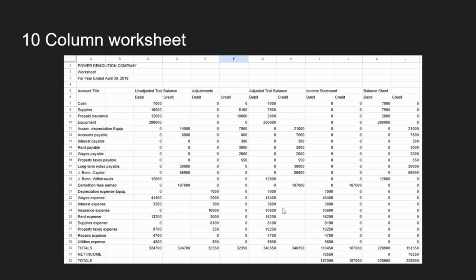With these new balances, you will be able to complete the income statement and the balance sheet. You can check if you have the adjustments correct by seeing if all the debits in the adjusted trial balance and all the credits in the adjusted trial balance add up to be the same. In the income statement, you will calculate your net income by taking the demolition fees earned, or your revenue accounts, and subtracting your expense accounts.